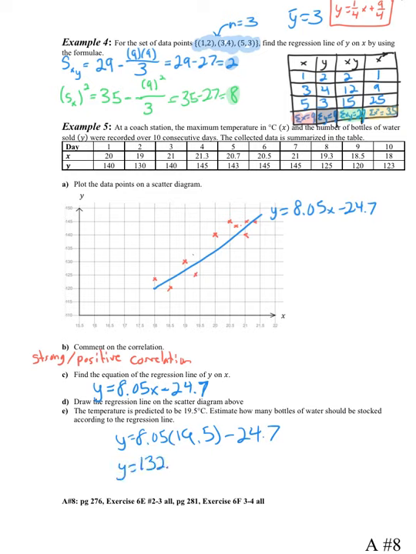Okay, 132.275. And you're saying, so how many water bottles should be stocked? Well, I'm not going to have fractions of water bottles. So I want to have 133 water bottles stocked. Because if I have 132, I'll run out. So 133 would be good enough. That's kind of where we use this information to figure it out.